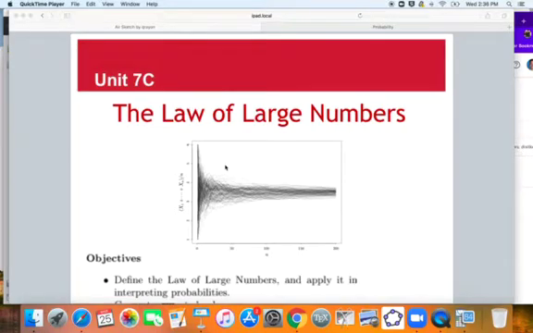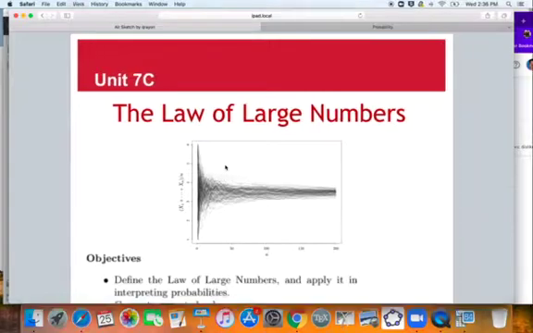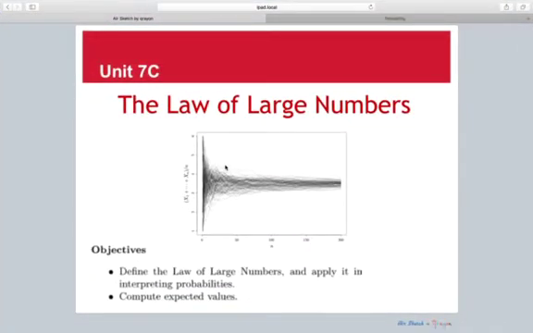All right, for 7C, we're going to talk about the law of large numbers, something that's very important to statistics and probability specifically. So this graphic is a little illustration of the law of large numbers that'll make a little more sense in a second in a different context.